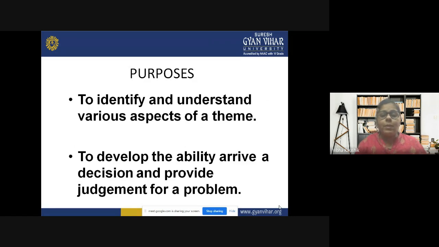To develop the ability to arrive at a decision. You will develop an ability so that you can arrive at a decision after understanding the various aspects of a theme, and provide judgment for a problem. As you will have a deeper knowledge related to a particular subject or topic, with the help of that you will be able to come to a judgment for a problem, and you can take a decision.